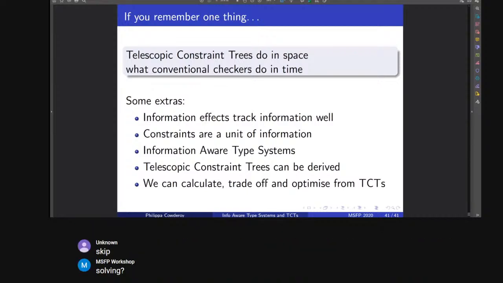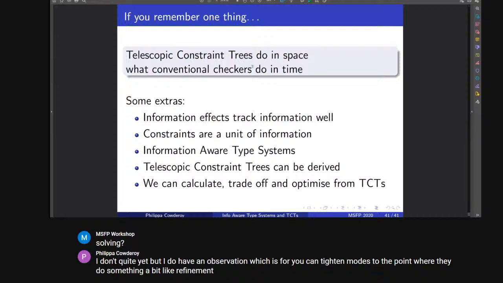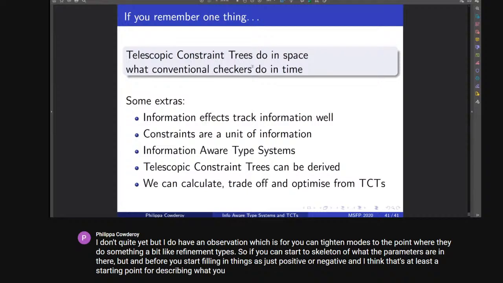I don't quite yet, but I do have an observation, which is that you can tighten modes to the point where they do something a bit like refinement types, so that you can start to have the skeleton of what the parameters are in there, before you start filling in things as just positive or negative. And I think that's at least a starting point for describing what you can and can't solve, because it gives you a lot more room to say, I can manage that.